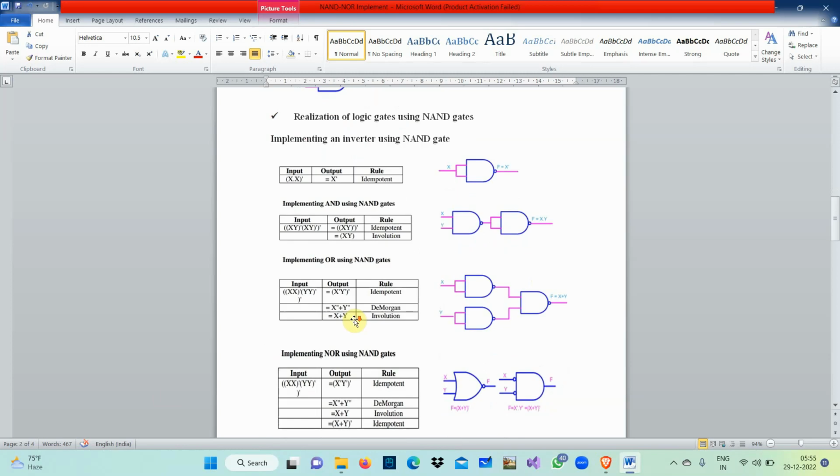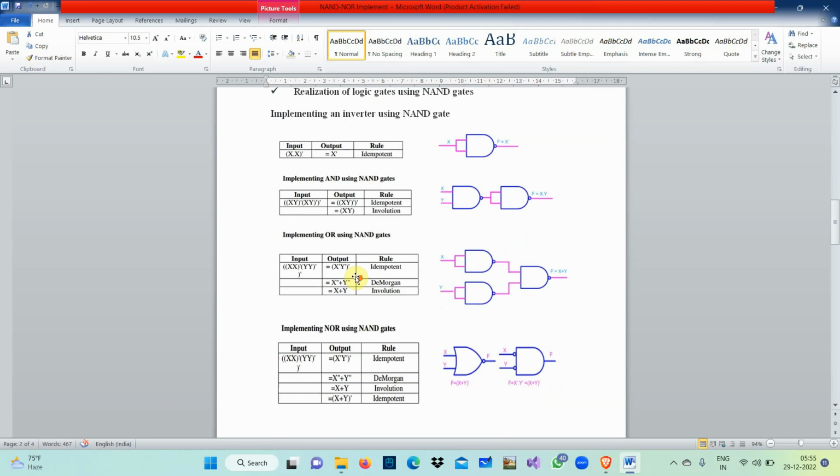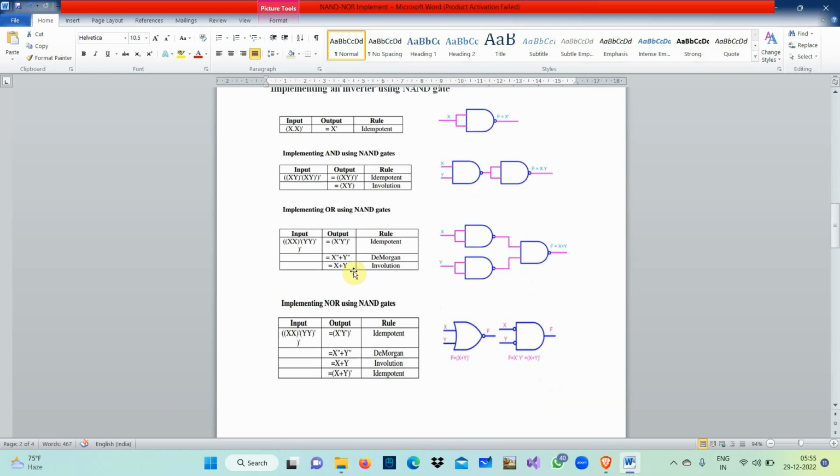Then implementing OR using the NAND gate. How do I implement the OR gate? Now see what I am writing. The input I am giving is x into x transpose, y into y transpose, and its transpose. It should be equivalent to x plus y. Are you following me? Here the inputs were x and y, and finally the output is x plus y.